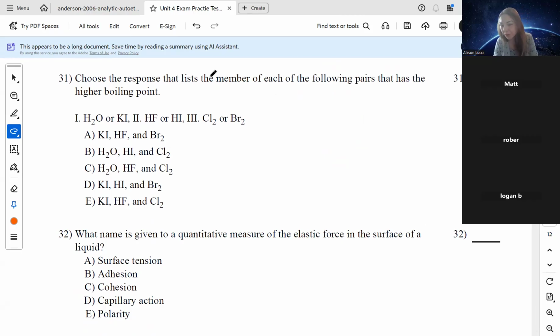All right, we'll do 31, and then I'll go down to some of the last chapter material for the rest of the time.